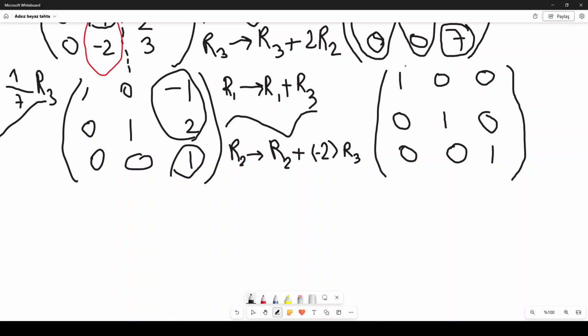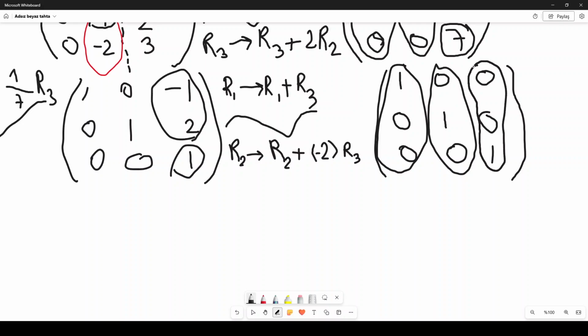Now you see, the leading entry in each non-zero row is 1, right? And besides that, also if you look at the columns, in each column the only non-zero elements are the leading entries of each non-zero row, and all other values in the same column are equal to 0, right?